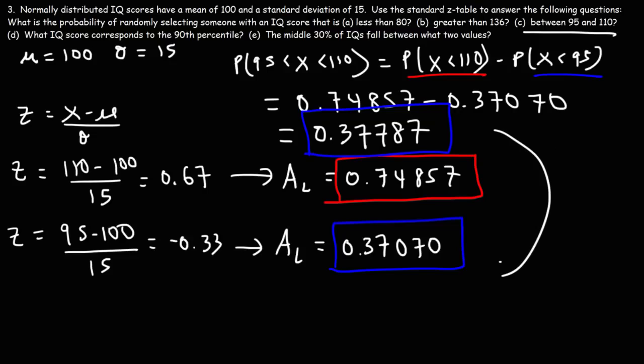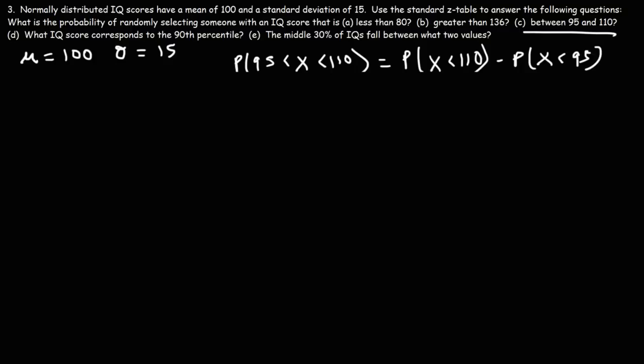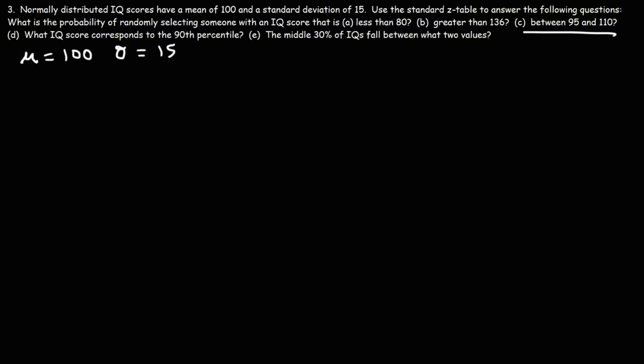So we could say there is a 37.787% chance that a randomly selected person will have an IQ between 95 and 110. Now, what about part D? What IQ score corresponds to the 90th percentile? Go ahead and try that problem.